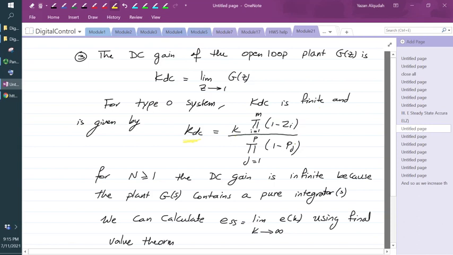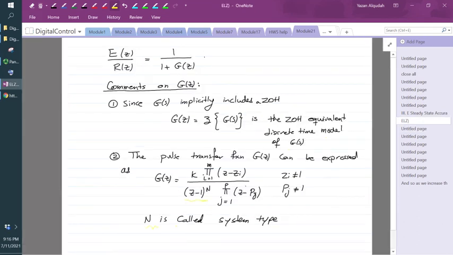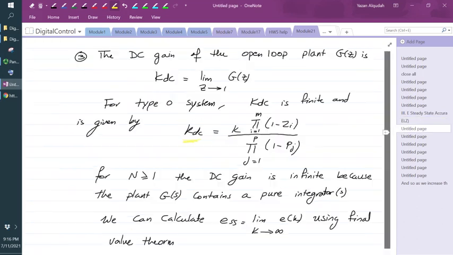Again, we took G of Z from here and we substituted the limit as Z goes to 1. I'm going to have K multiplied by 1 minus Zi, the multiplication of these, divided by the multiplication of 1 minus Pj. So therefore, I'm going to have K, the multiplication of 1 minus Zi, over the multiplication of j equal 1 of 1 minus Pj.